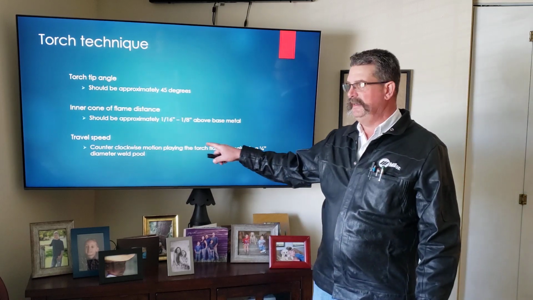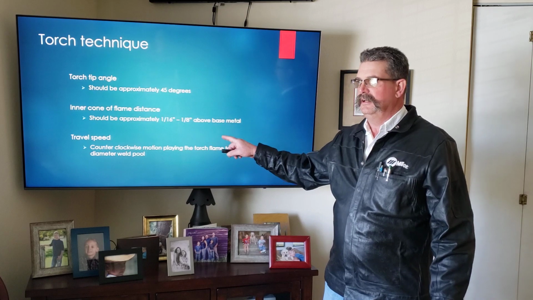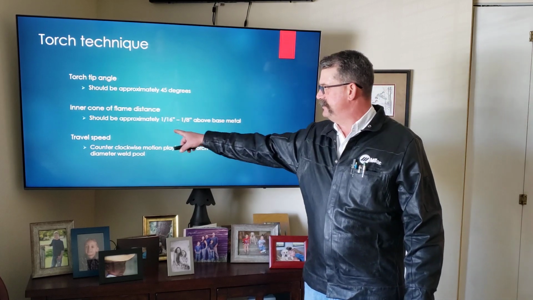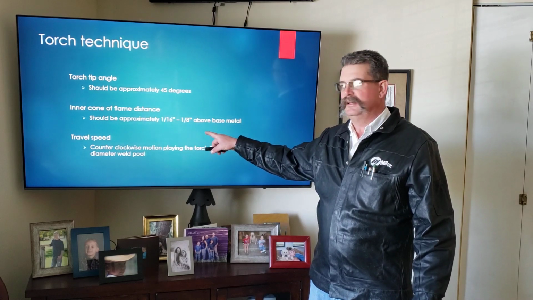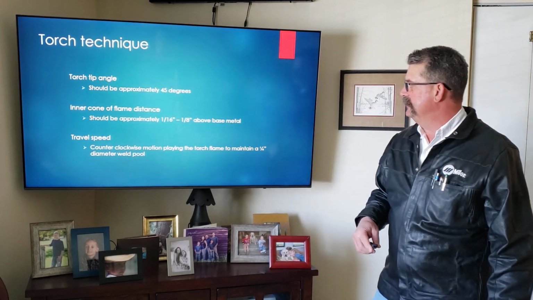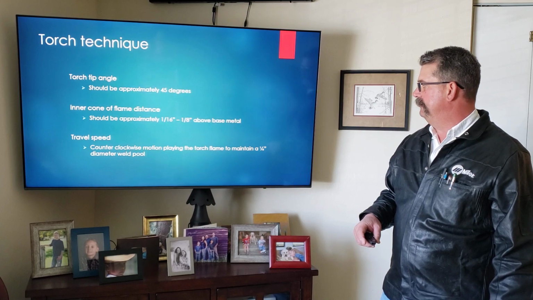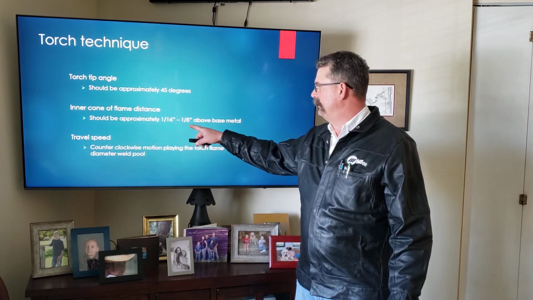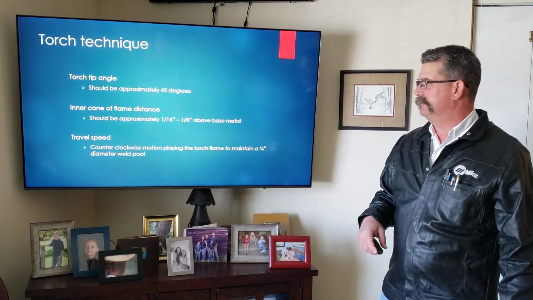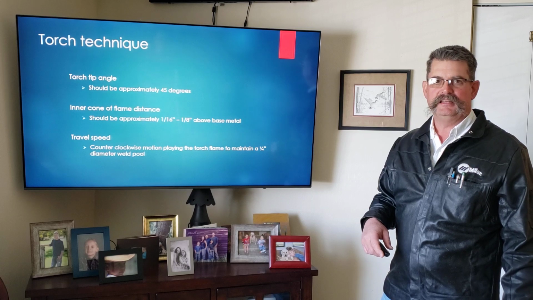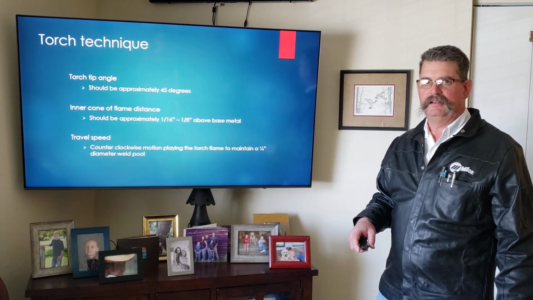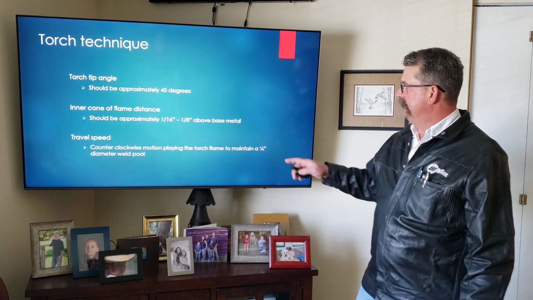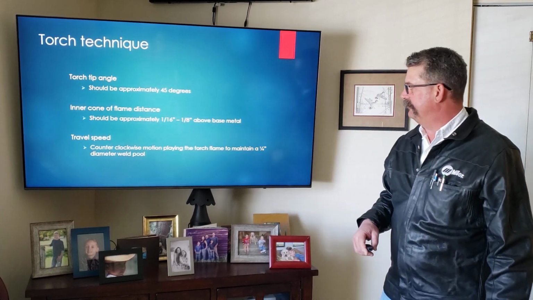Another very important thing is that students tend to have a hard time initially determining this distance above their base metal. When they have the proper tip size and have the flame adjusted correctly, they must develop the dexterity to hold the cone of the flame approximately 1/16 to 1/8 of an inch above the base metal as they're moving in a counterclockwise fashion. Developing that torch technique is very important.